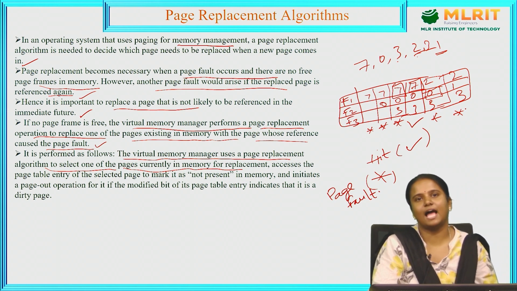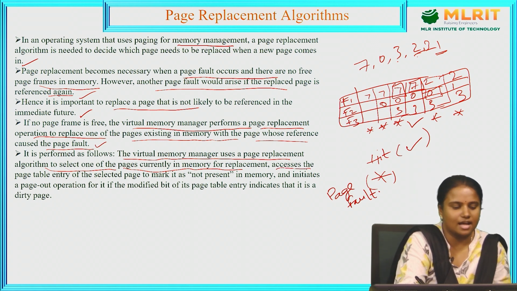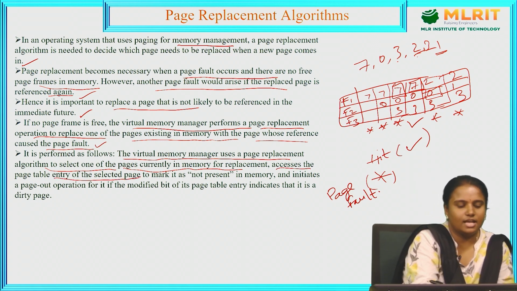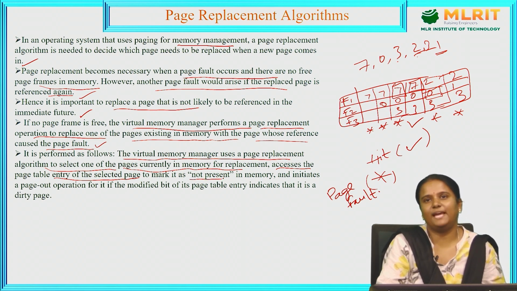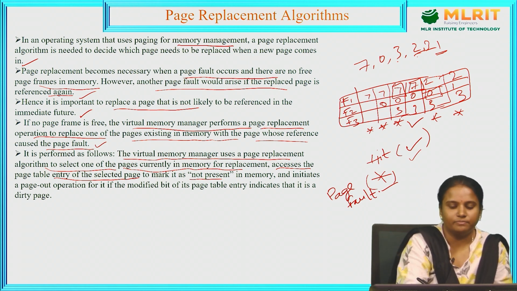So based on the algorithm which you have chosen for the replacement of the page, only then can you change each reference frame. That is how the page fault occurs and how you are going to replace each page with each algorithm. Access the page table entry for the selected page to mark it as not present. So the page which is not present, we mark with an asterisk. When the page is present, we mark it with a tick. So that is what it means when the page is not present in memory.